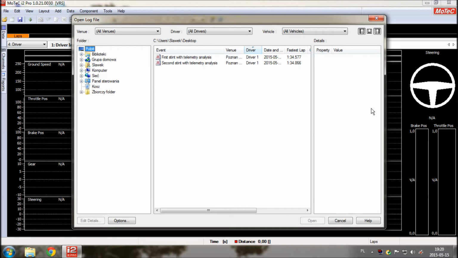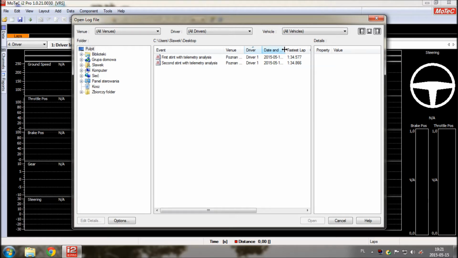So let's start. You can see two files. First stint with telemetry analysis and second stint with telemetry analysis. And they were done 2 and 4 days ago. And you can see that the gap between the laps is more or less 0.3 of a second. And he made the best lap in his first ever stint.